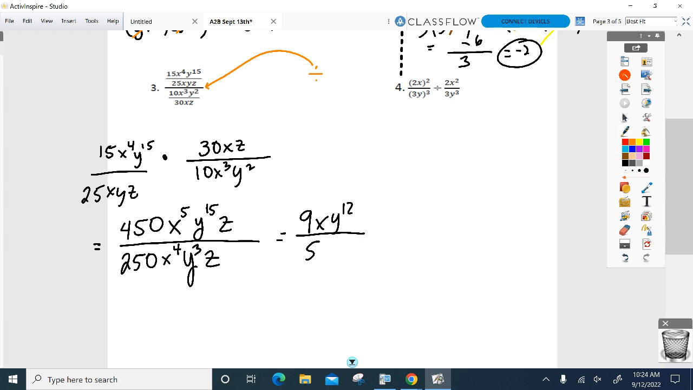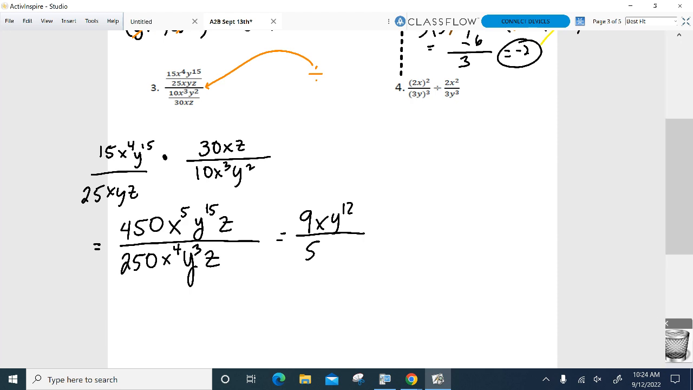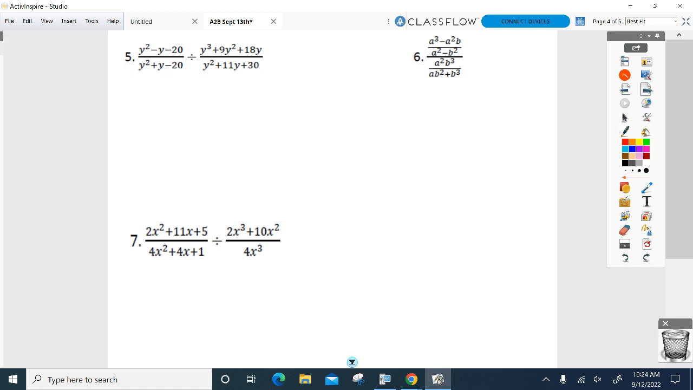We all good? I'm skipping over 4, not for any reason other than I want time to practice on your own. And we're going right to 5. We got 5 and 7 to do, and then we're done. Okay, here we go. 5. Lot to factor, right? So if you want to rewrite it, rewrite it. If not, that's fine. But that second fraction's got to get flipped.